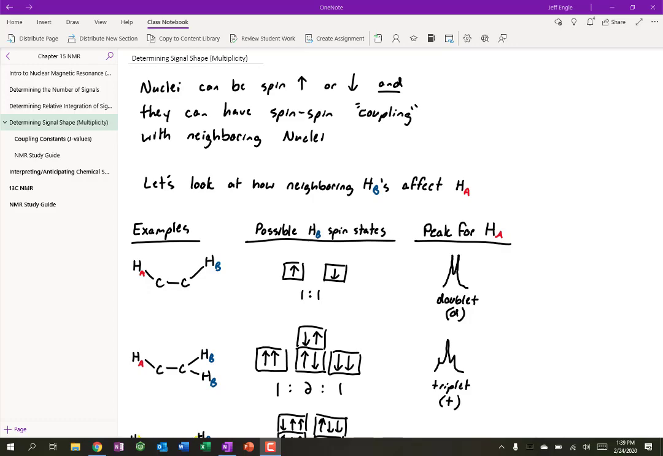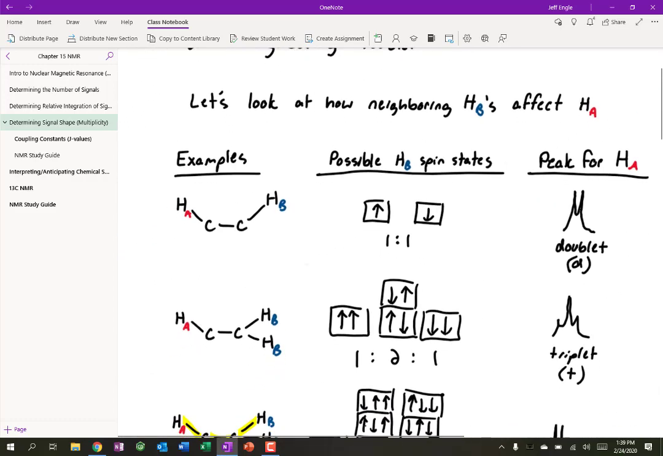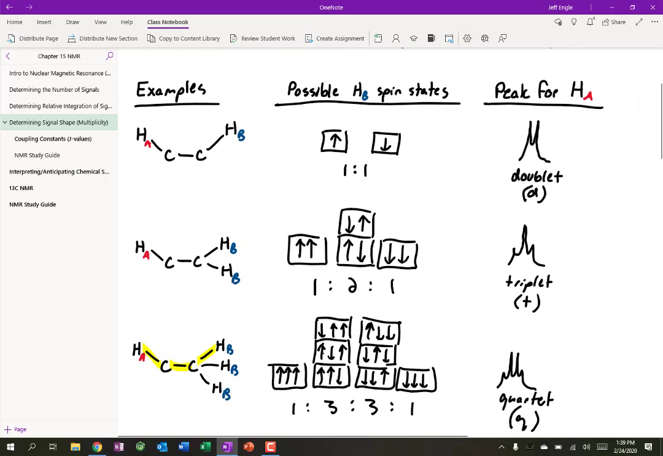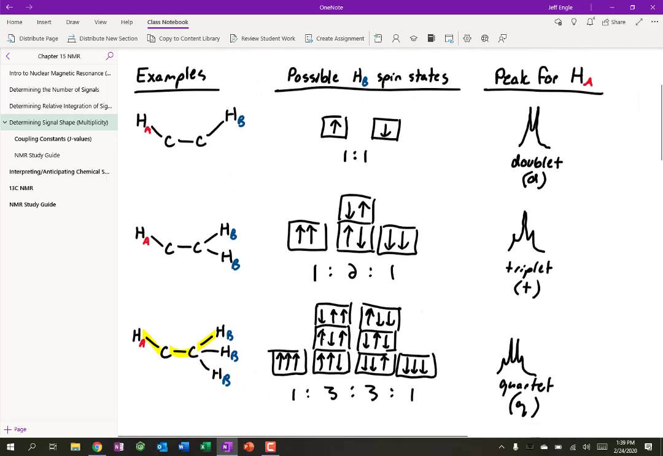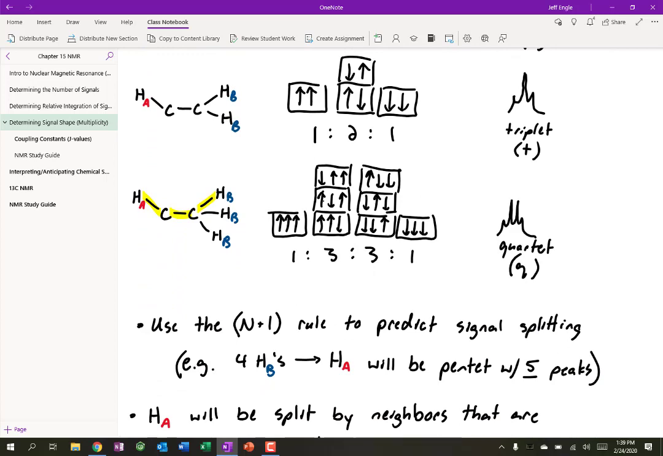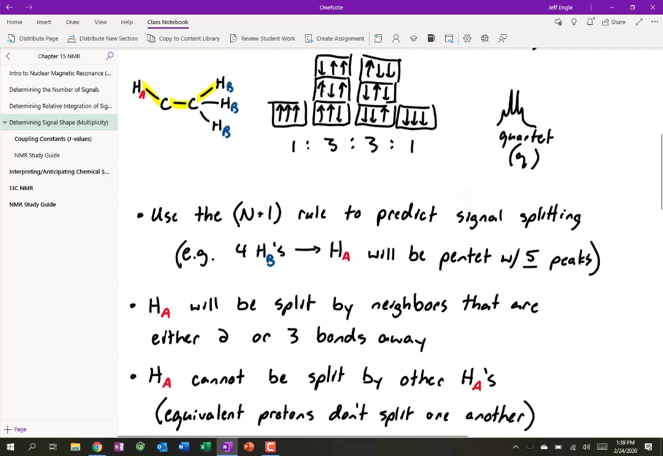And we said in this example, right here, HA, if it has one 3-bond neighbor, would be split into a doublet. Underneath that, we said if HA has two 3-bond neighbors, it gets split into a triplet. And if we have three 3-bond neighbors, it gets split into a quartet. And so we said we can use this n plus one rule to predict the signal splitting.